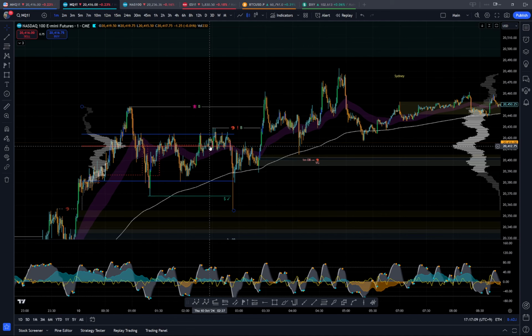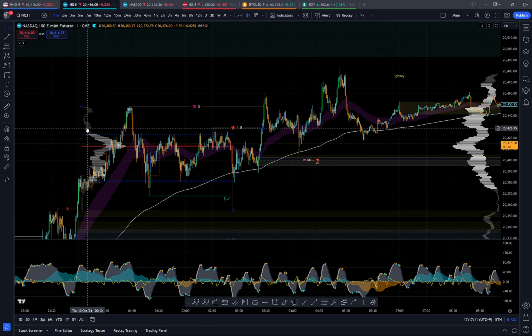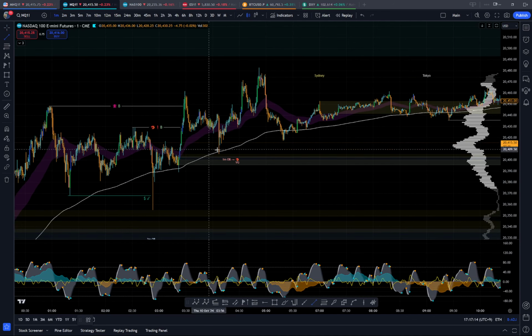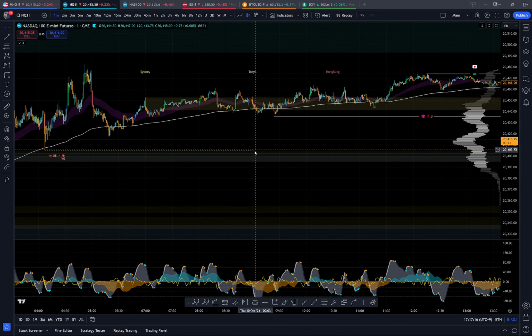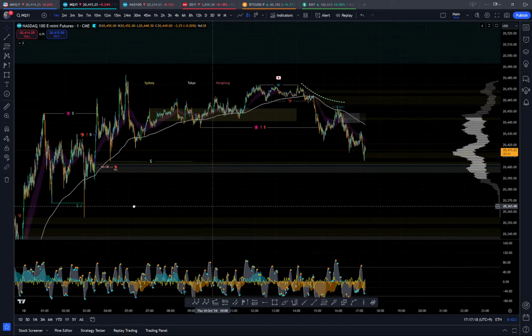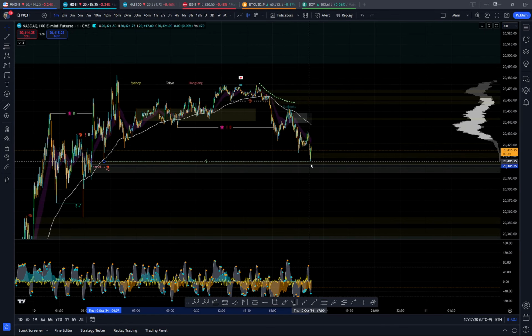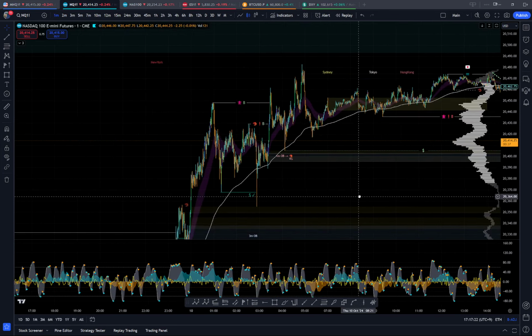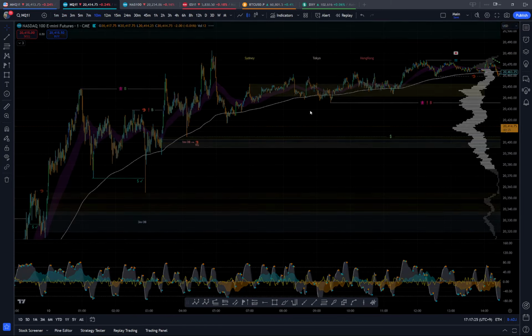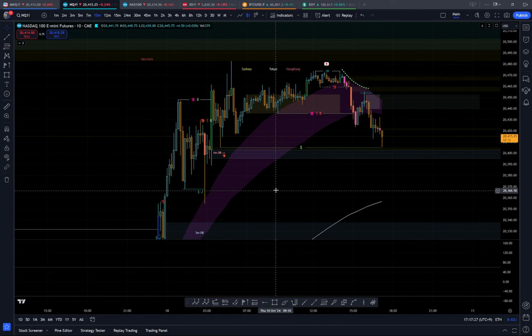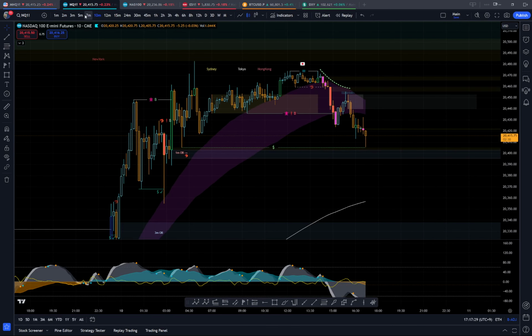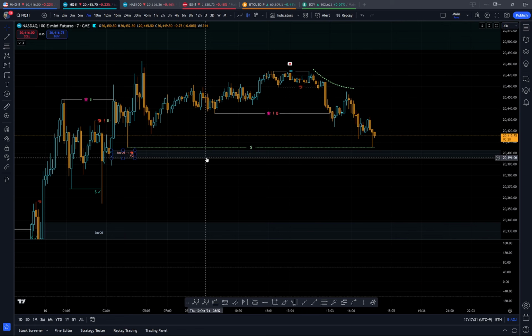This block could do something. It would also swing fail this, and that would be some nice liquidity to take. Oh, coming right down to it. Now, what about below that? Well, this big red vector, actually, let's look at that.